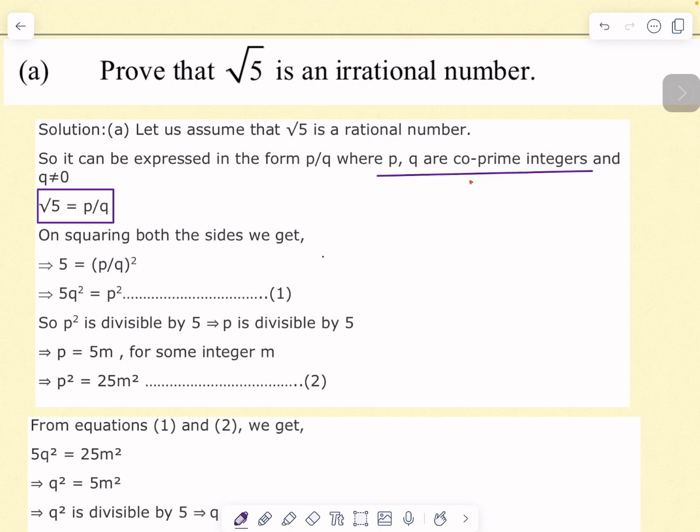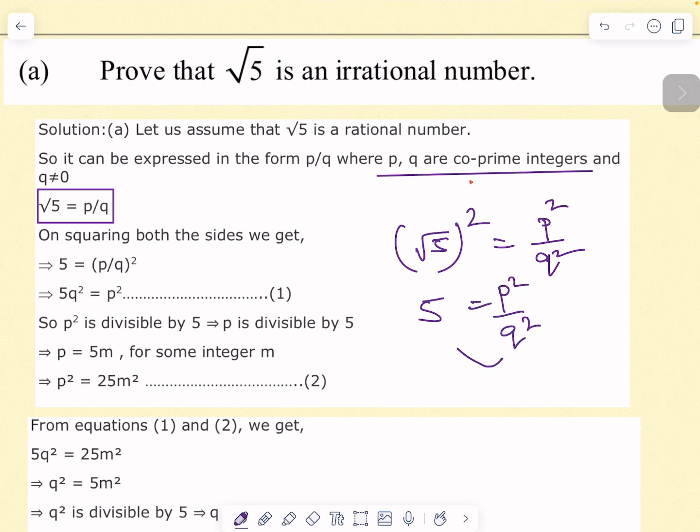Okay, so on squaring both sides, what happens here, root 5 square we can write as 5. p by q square, you square it, p square by q square. This by q square, when you take it to this side, it will become into q square. So 5q square equal to p square. We have written it here. Let us assume that this is equation 1.